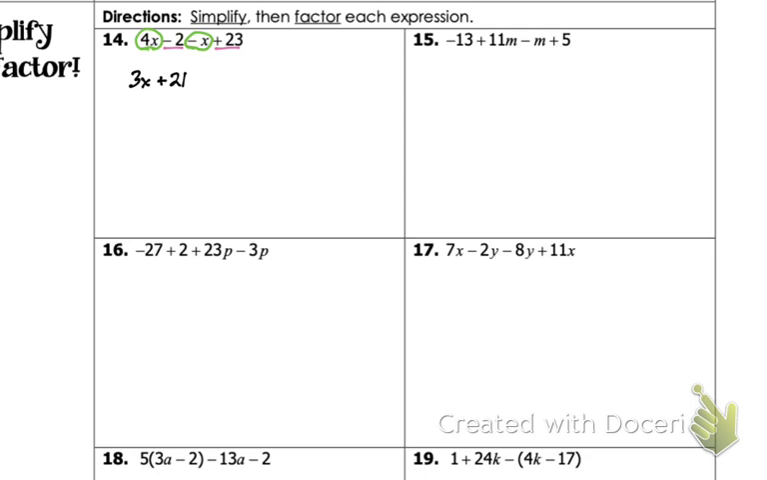What's the biggest number that goes into 3 and 21? Yeah. 3. 3 goes into both of those. Remember, your job is, hey, there's only 2 numbers that go into 3. It's 3. 3 is the only thing that goes into 3. We need to see if it goes into 21. It does. So we're going to factor out a 3.